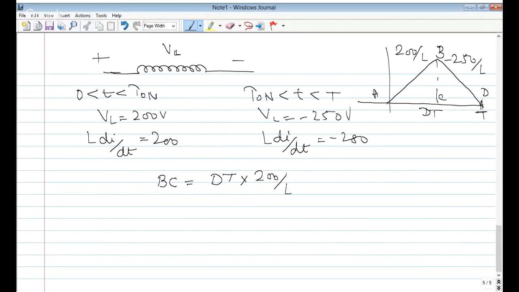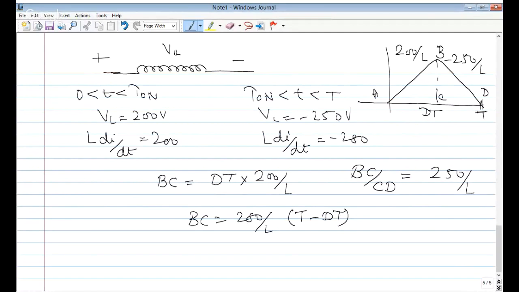Okay. Then in BCD, BC by CD is also the slope, which is equal to 250 by L. That is delta y by delta x, which means BC is again 250 by L into CD. CD is how much? T minus dt. Now you can equate BC from both the triangles in order to find out dt. And what he is doing now, 1 by 2t.